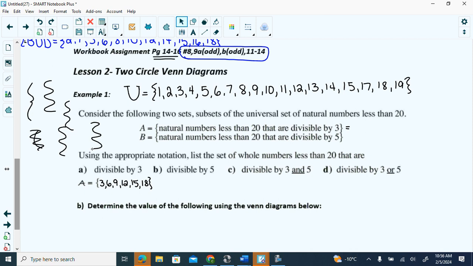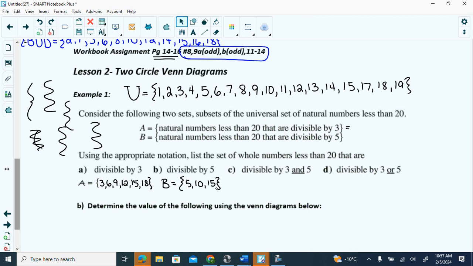All right. Divisible by 5. So B equals, the ones that are divisible by 5, what are they going to be? 5, then what? 10, then what? 15. Okay. The next one says divisible by 3 and 5. Just 15. Right? And means it has to be in both.